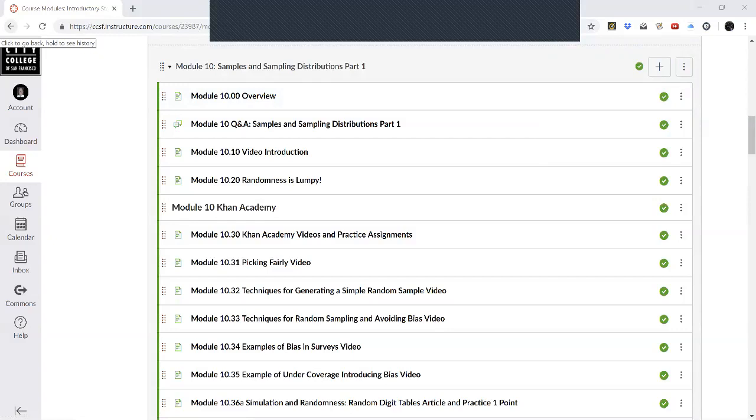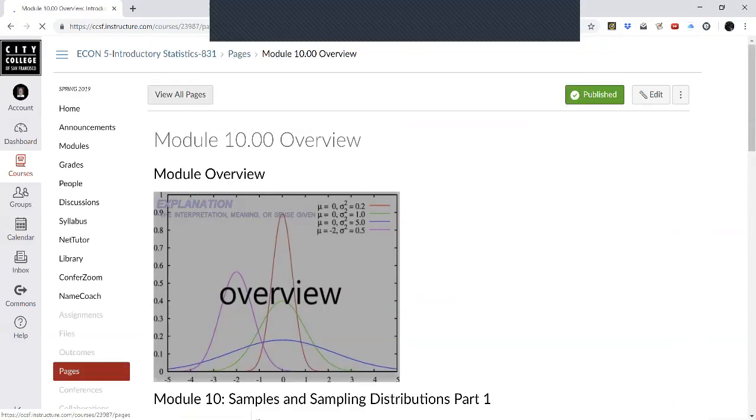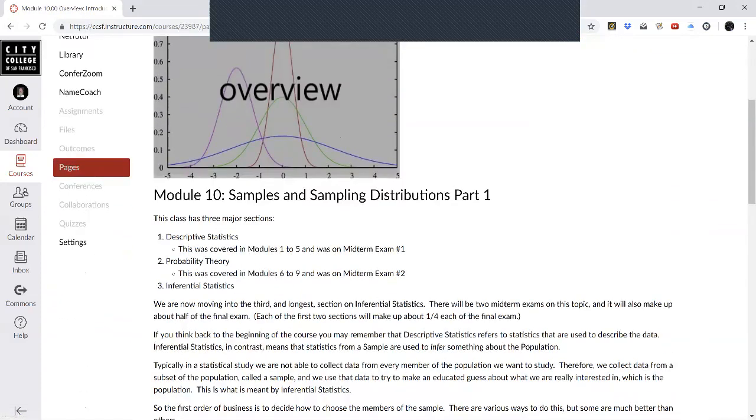Now that you've completed the second midterm exam, we're ready to move on to the third and final and longest section of the course, which is on inferential statistics. So let's just take a look at the overview of what we're going to be covering in this module.